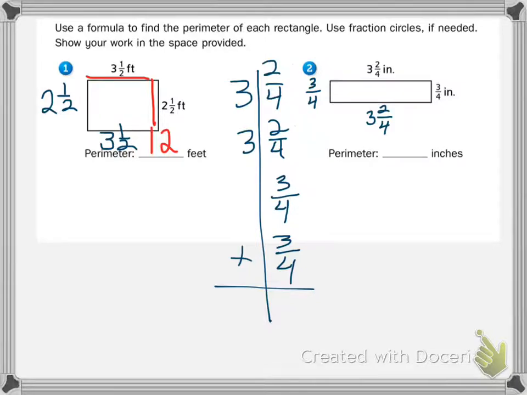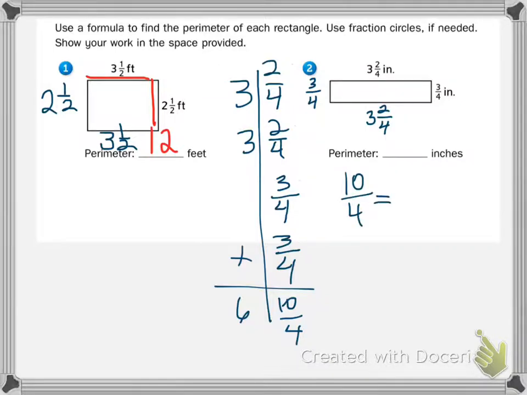2/4, 4/4, 7/4, 10/4, and then 3 plus 3 is 6. So I have 6 and 10/4. Now, if you got that, you should have noticed that 10/4 I can't leave like that. All right, so when we're looking at this, how many times does 4 go into 10? So I'm trying to figure out what 10/4 is.